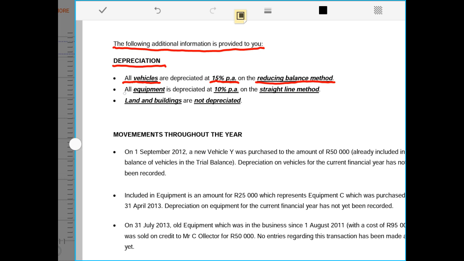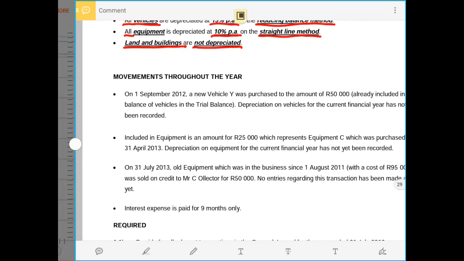Second, it says all equipment is depreciated at 10% per annum on the straight line method. That means the depreciation on equipment is calculated using 10% on a straight line method of depreciation. Next, it says land and buildings are not depreciated. That is why there was no accumulated depreciation for land and building in the trial balance. Now let us continue reading in this exercise.